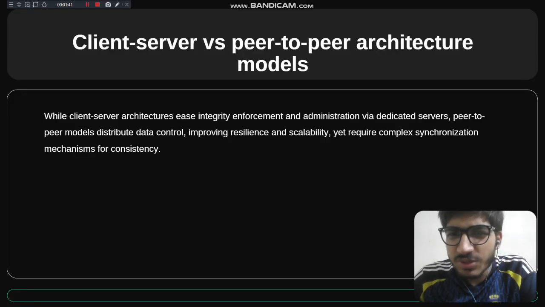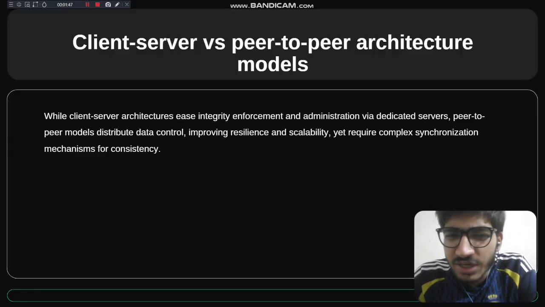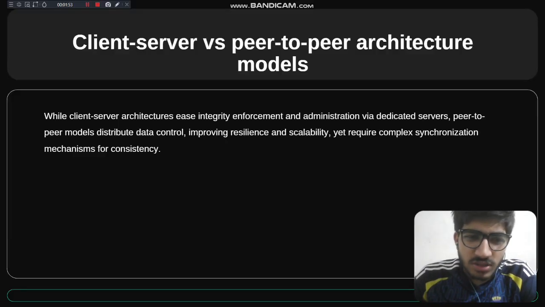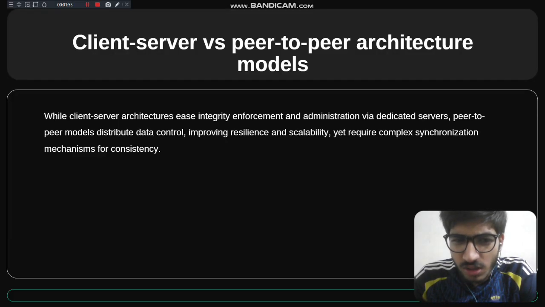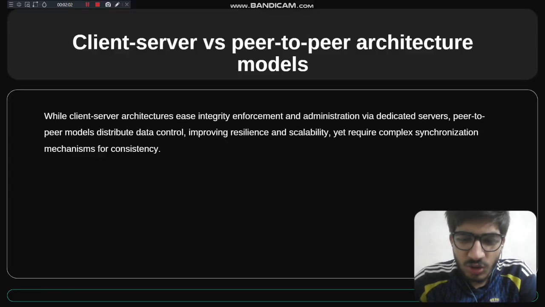Client-server versus peer-to-peer architecture models. While client-server architectures ease integrity enforcement and administration via dedicated servers, peer-to-peer models distribute data control, improving resilience and scalability. It requires complex synchronization mechanisms for consistency.